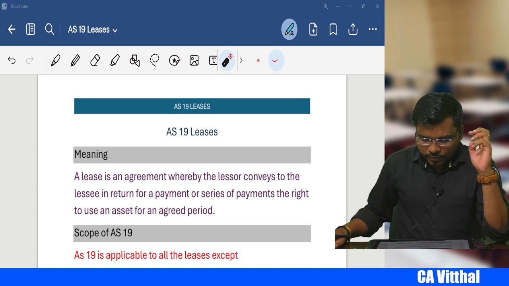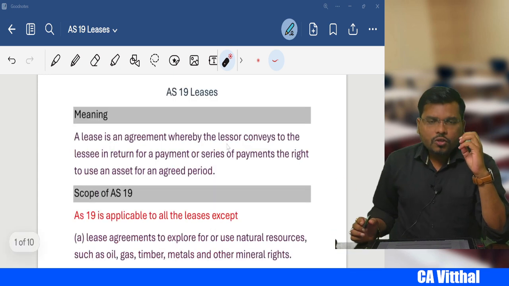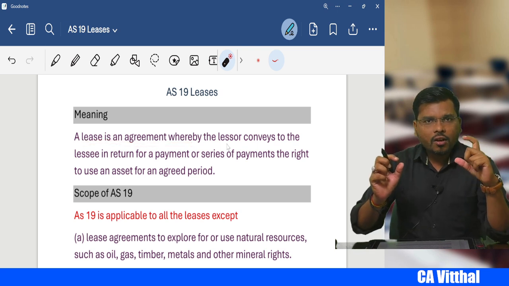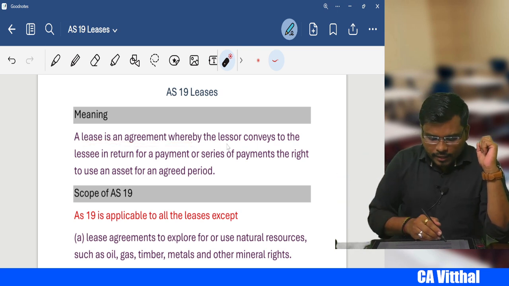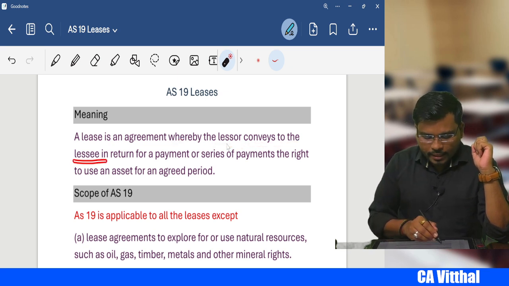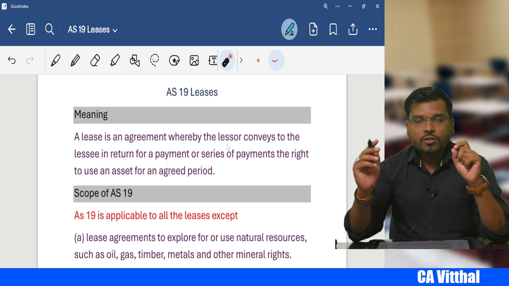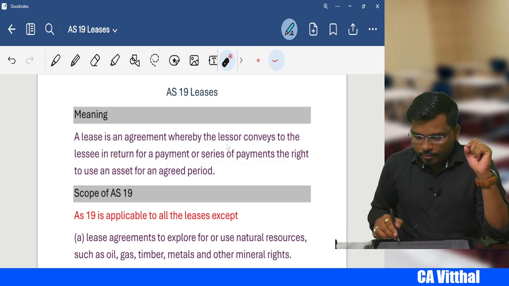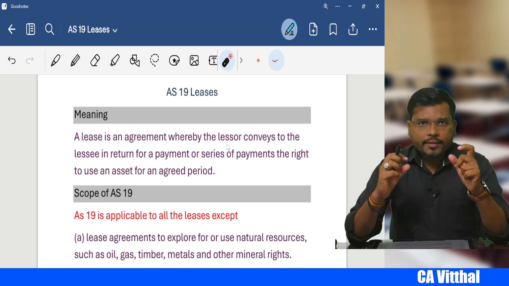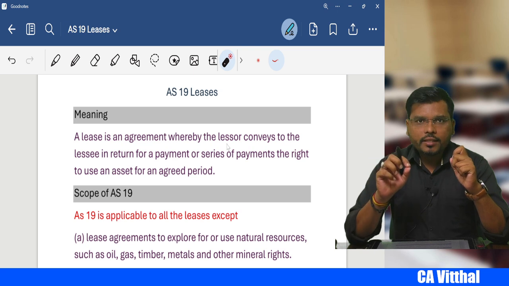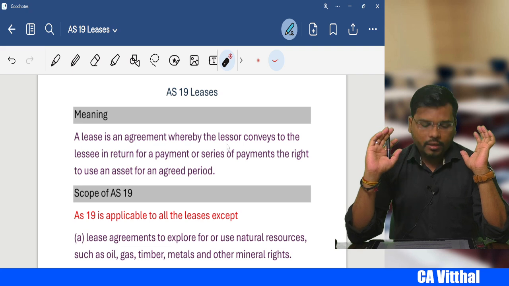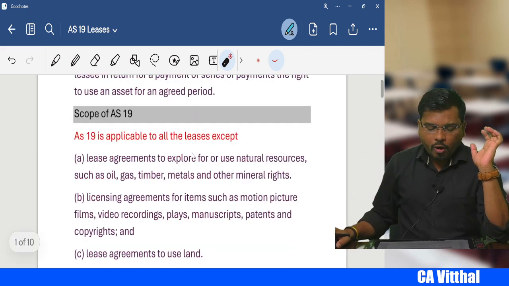AS 19, Accounting for Leases. So what is a lease, sir? Lease is an agreement between the lessor and lessee, right? So lease is an agreement whereby the lessor conveys to the lessee, in return for a payment or series of payments, the right to use the asset for an agreed period, right? So the lessor gives the right to use the asset to the lessee in return for a payment or series of payments, right?